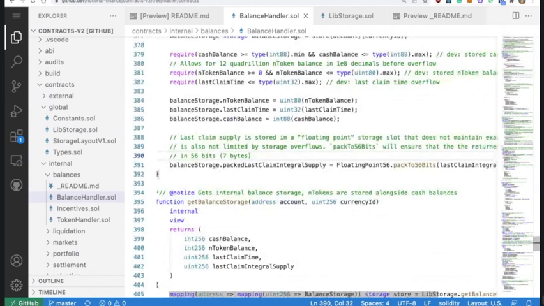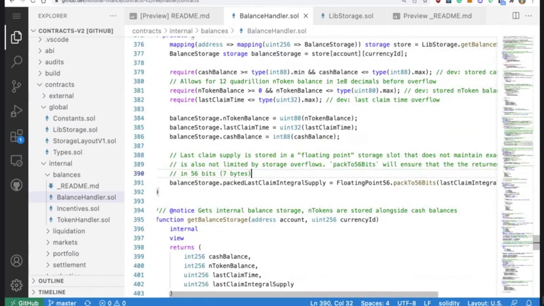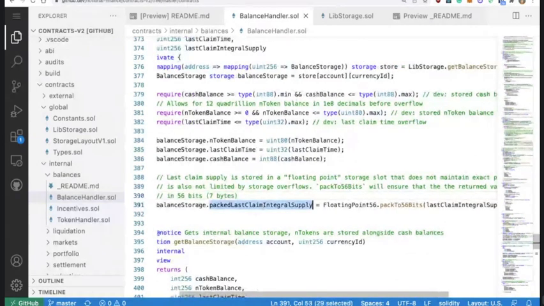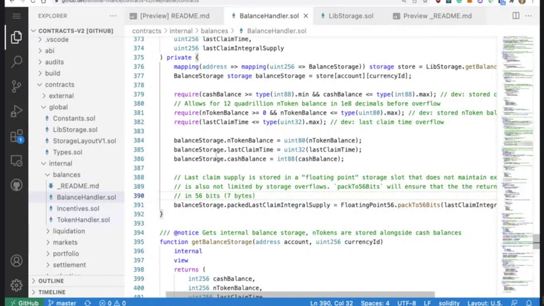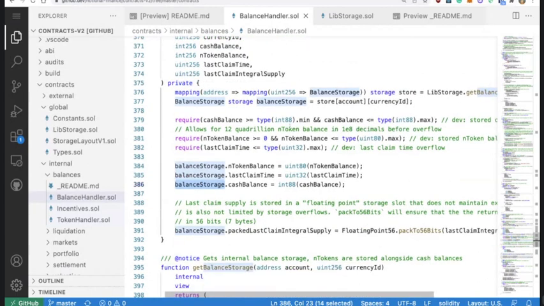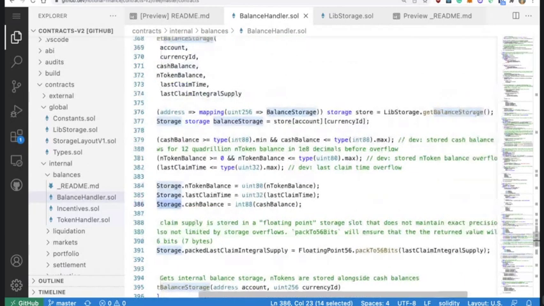All right, cool. So balance storage pack last claim integral supply. Again, that's also another field inside this. I'll just call it a struct, I guess. Oh, it is a struct, I think. Yeah, the balance storage is a struct. Okay, sweet. So then that populates this, and which contract is this slot in memory actually stored in?